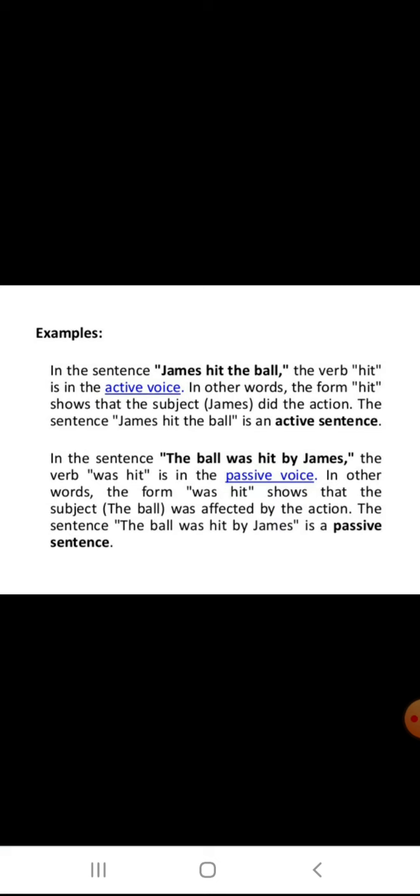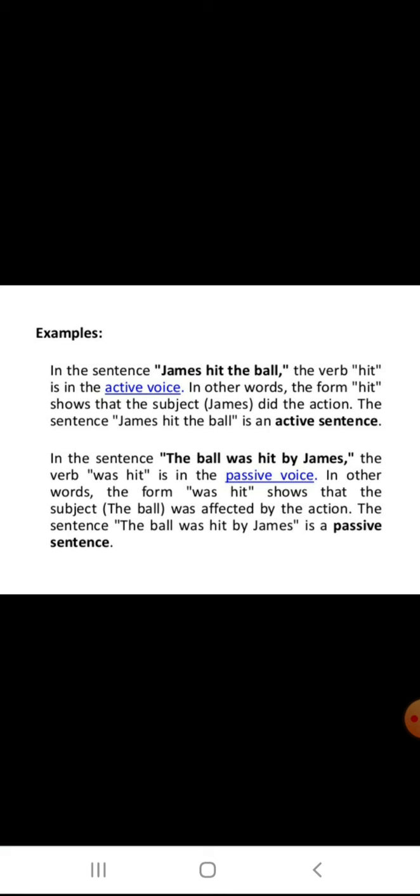In the sentence, James hit the ball, the verb hit is in the active voice. This is an active voice. In other words, the form hit shows the subject James did the action. Here, hit, who is doing? James. He is doing the hitting. So, the sentence James hit the ball is an active sentence.